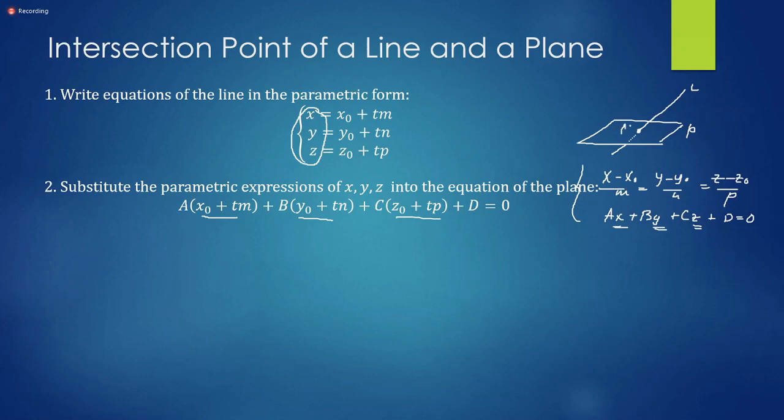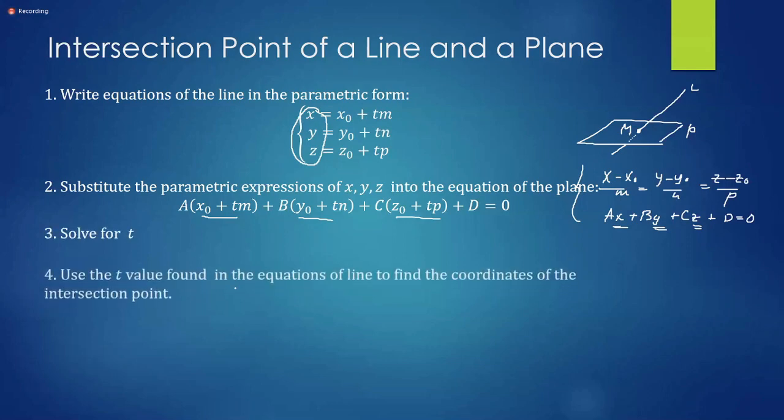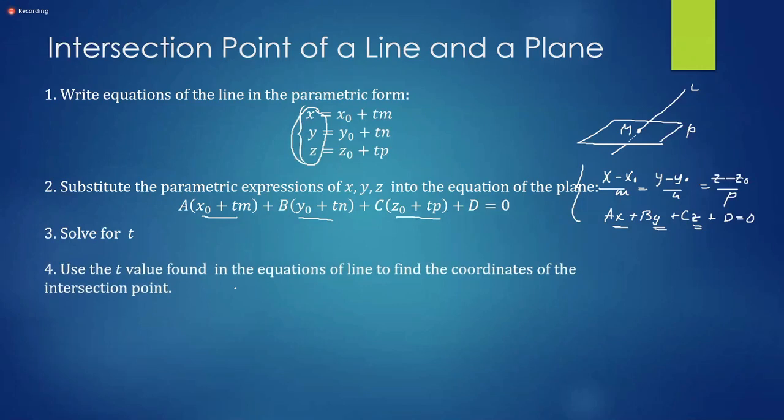And in this situation, when we solve for t, we use the t value in the equation of the line to find the coordinates of this intersection point. We will have examples. So in principle, what we do is write the equations of the line in parametric form, which is the best option because that way we are only using one unknown, one variable t. The rest is numbers. So the equation of the plane would then be easy to solve for this value of t.